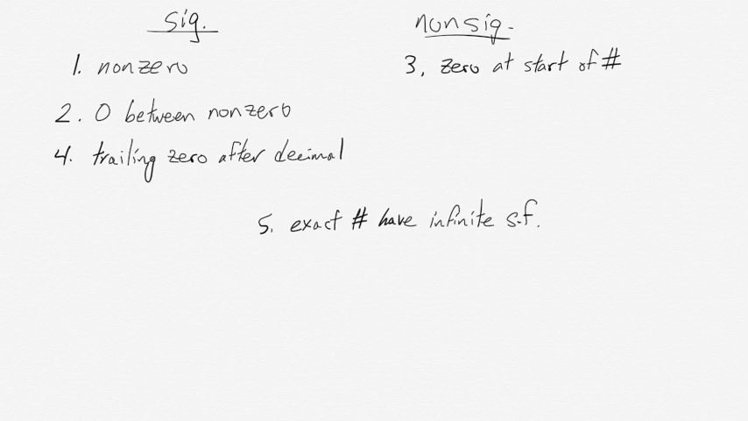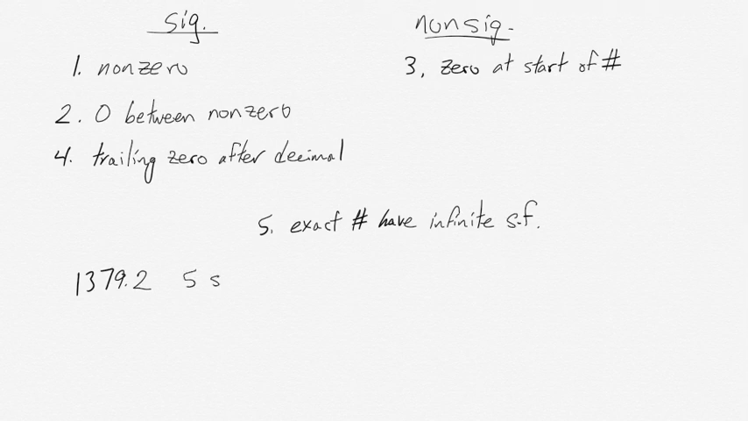So we can use these rules with a couple of examples just to give you an idea of how to apply them. Consider the number 1379.2. This has only non-zero values. All of them are therefore significant, so it has 5 sig figs. The number 23.05 has 3 non-zero values and a 0, and that 0 is between the other non-zero values. It has 4 sig figs.